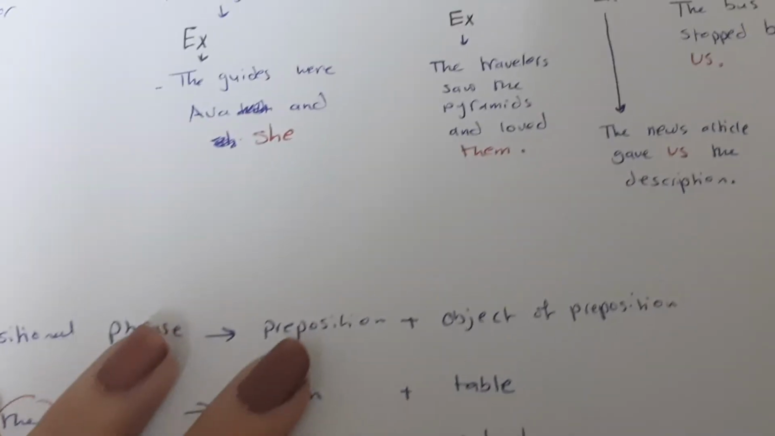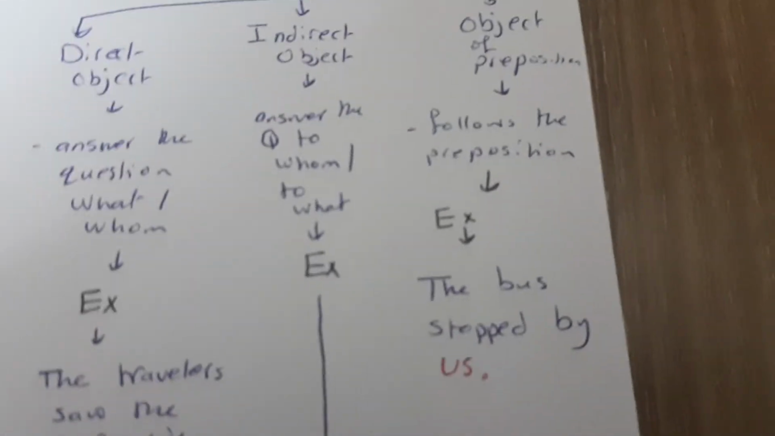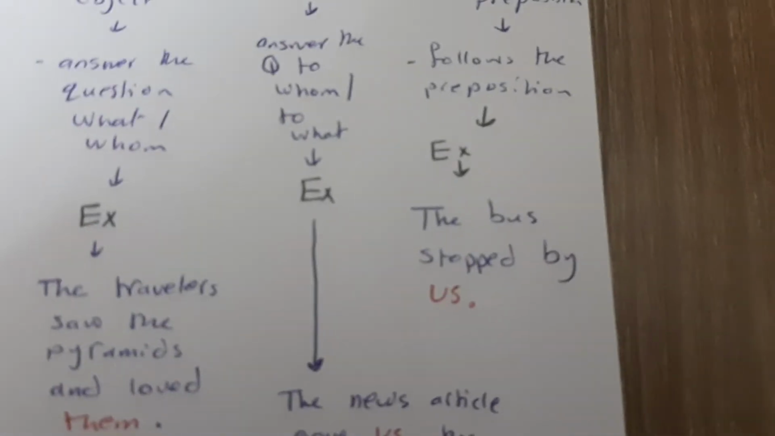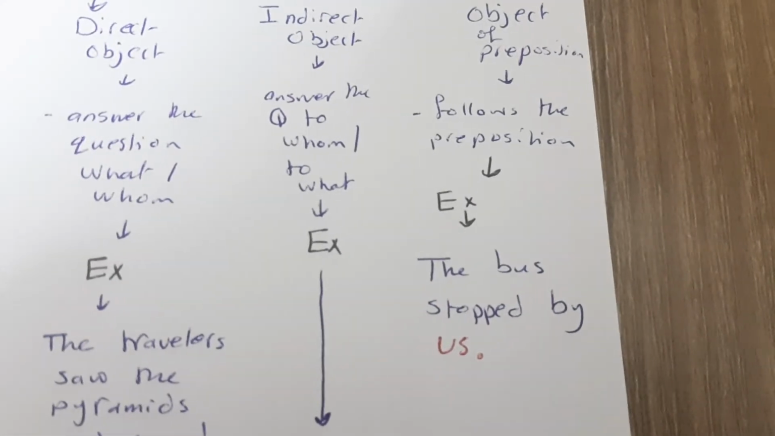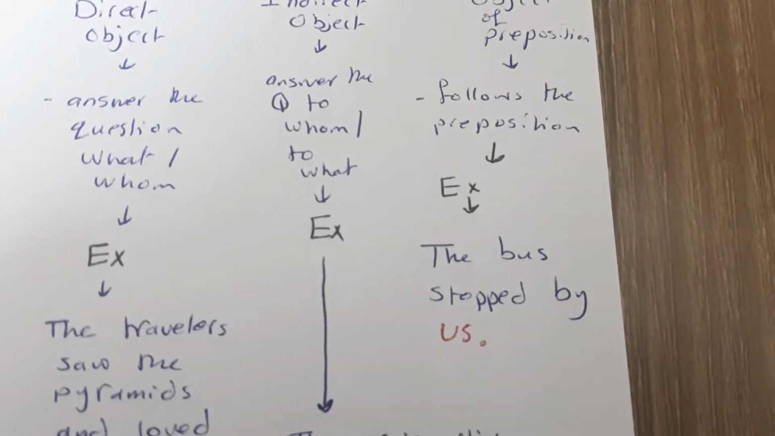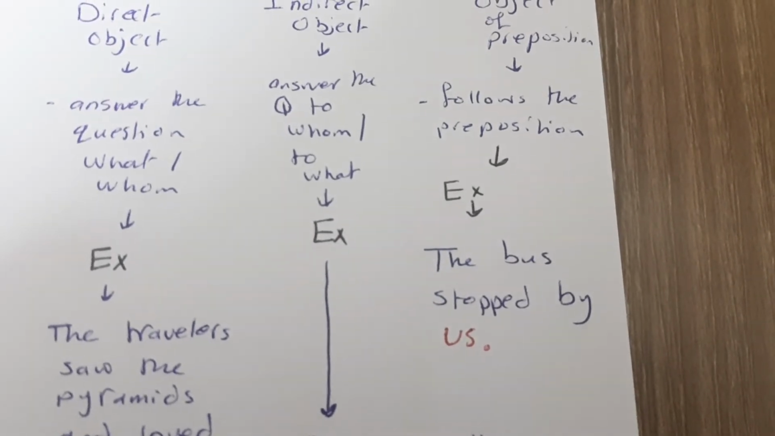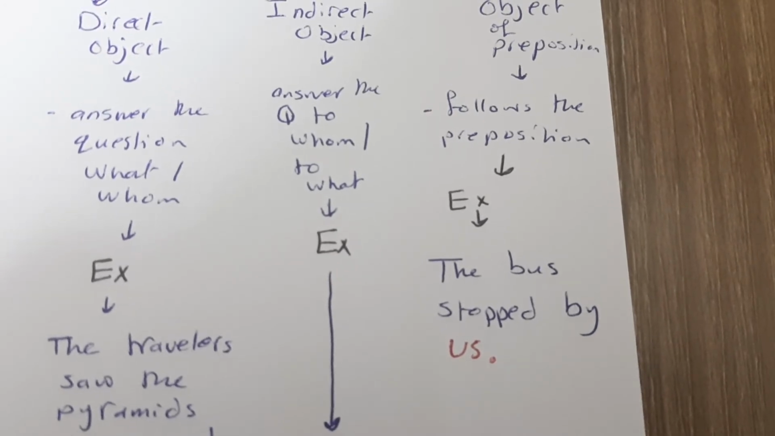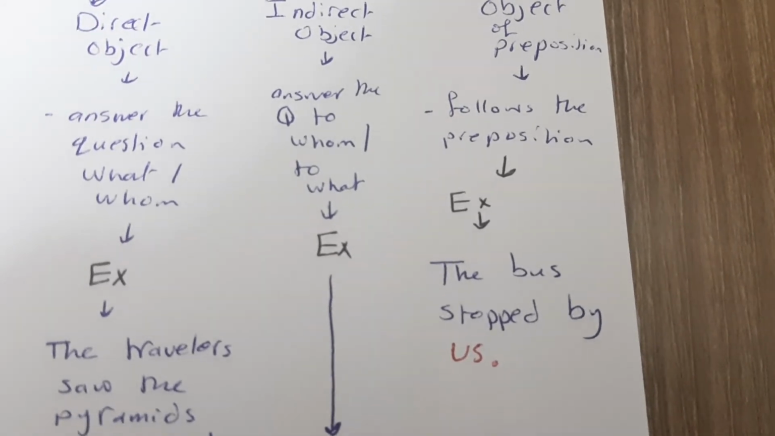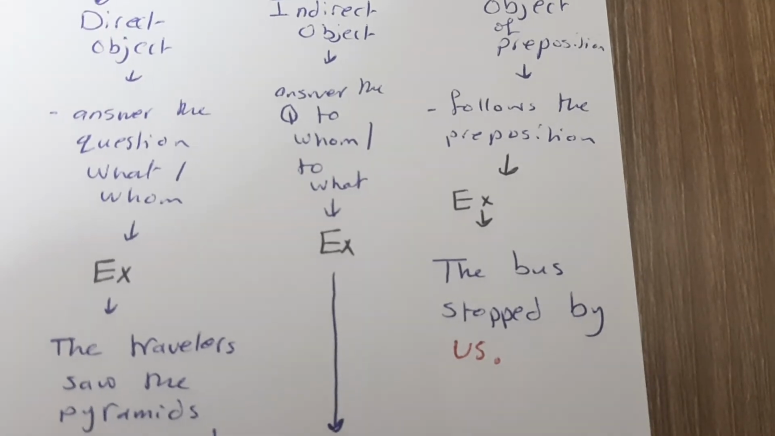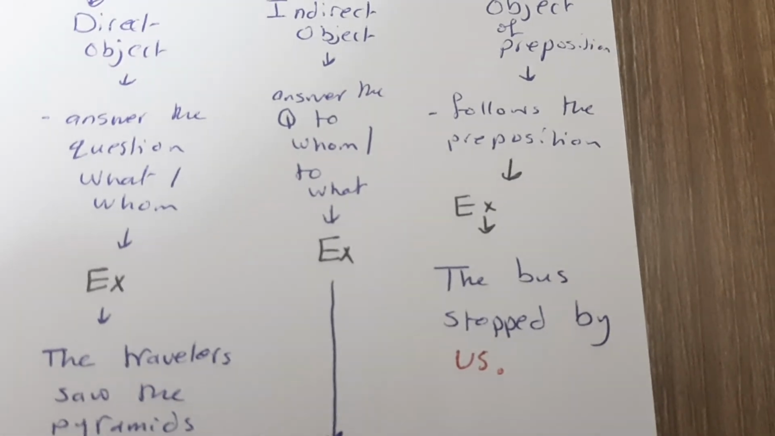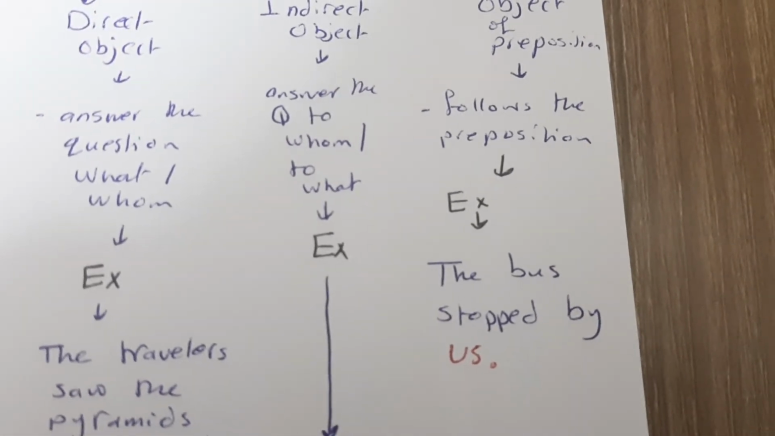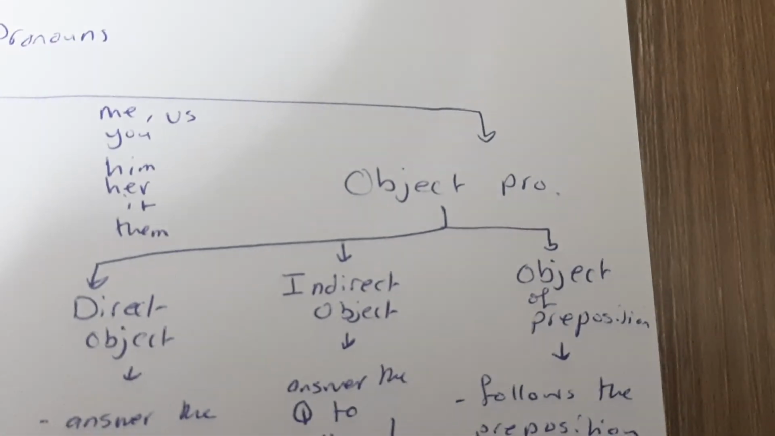So how can pronouns work as object of preposition? Of course, they have to follow a preposition in order to be object of preposition. So for example, when you say the bus stopped by us, us here is the object of preposition. Of what preposition? By. So by us is a prepositional phrase. Okay? So us is an object of preposition, thus it is an object pronoun.